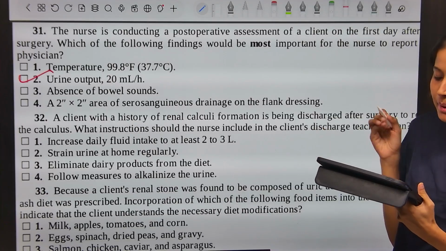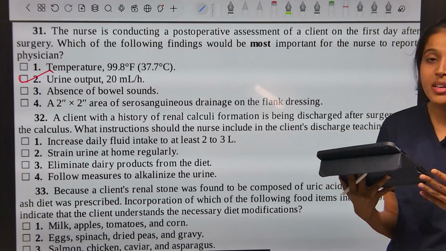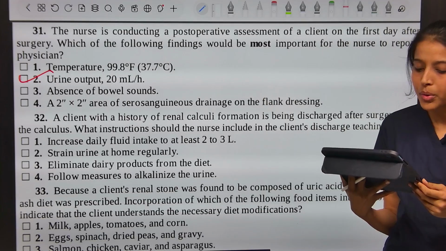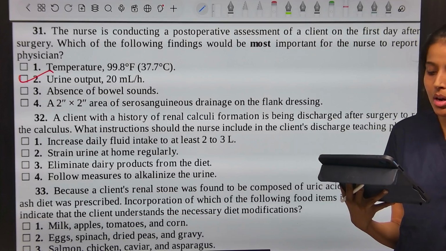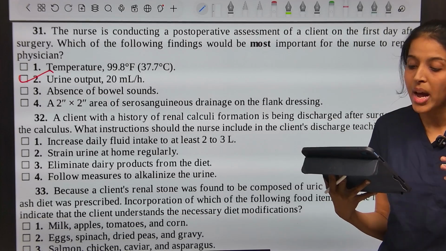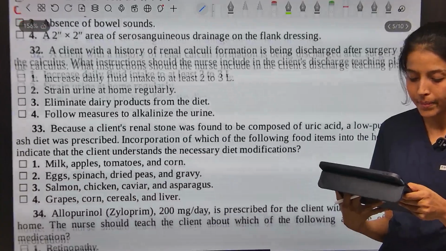The right answer will be answer number 2. Urine output 20 ml per hour. It is reduced. The normal urine output must be at least 30 ml per hour. When the urine output is as low as 20 ml per hour, we have to report to the physician in this case.